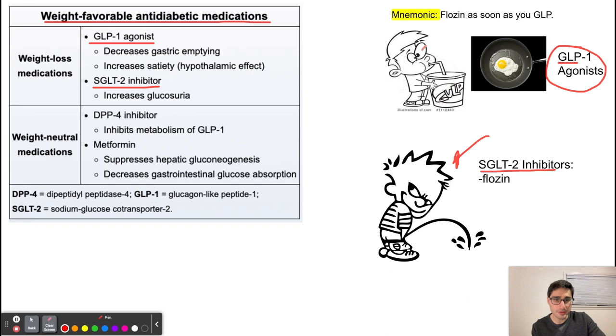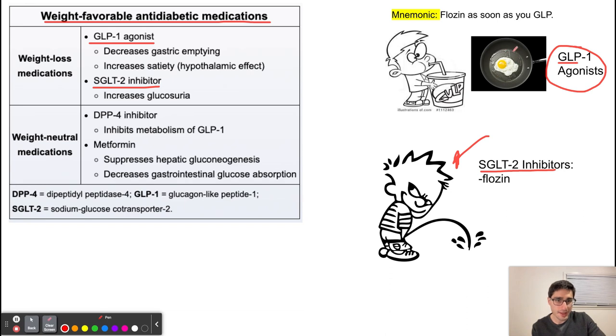Now, if you gulp a sugary drink and pee it out, then this is basically a form of weight loss. So this is how we know that GLP-1 agonists and SGLT2 inhibitors are going to be the weight loss causing drugs in diabetes patients. Now, here in this image, I also have a pan.